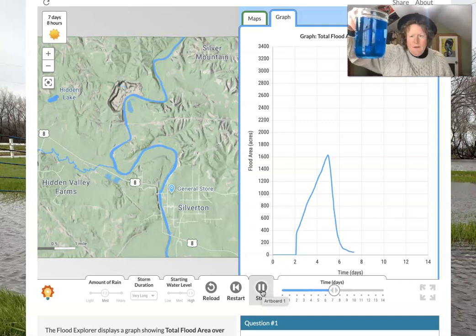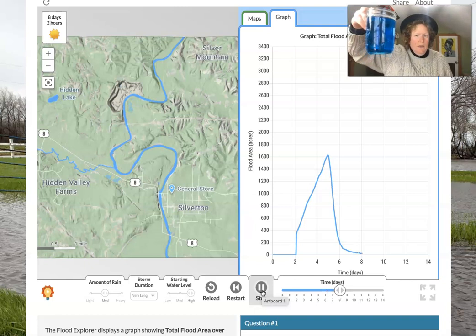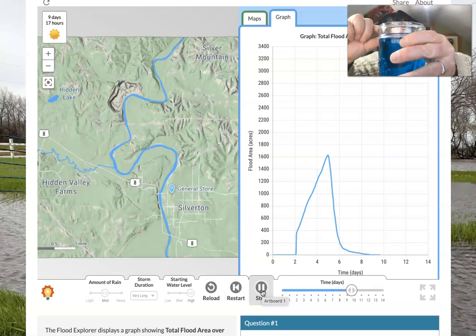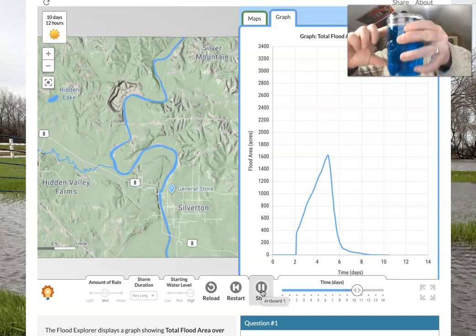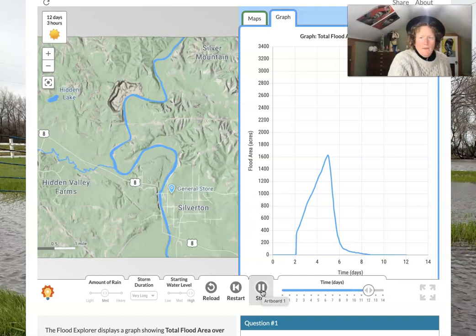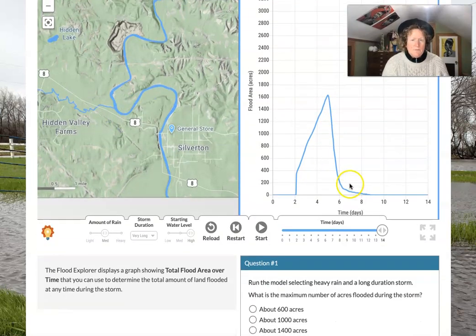So if the river is like a glass of water, it looks like this. You don't need to add much to this glass of water to get it to overflow. There's already a lot of water in this river. And that's why we see when the water level is high, we see more acres flooded. We also see the duration of the storm is long in this case, which also leads to more flooding.